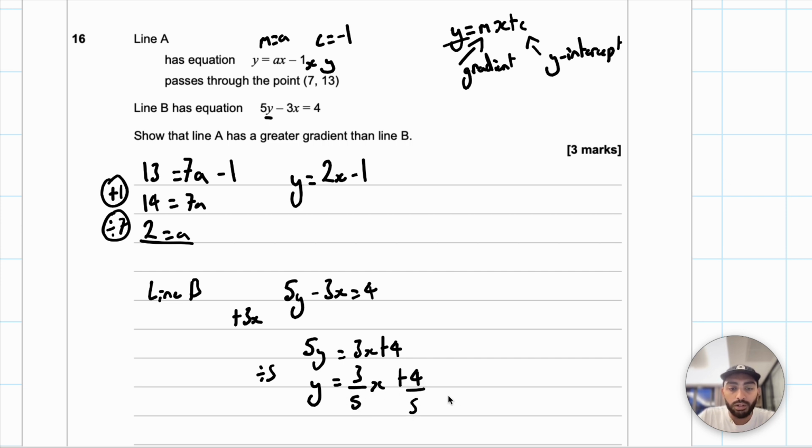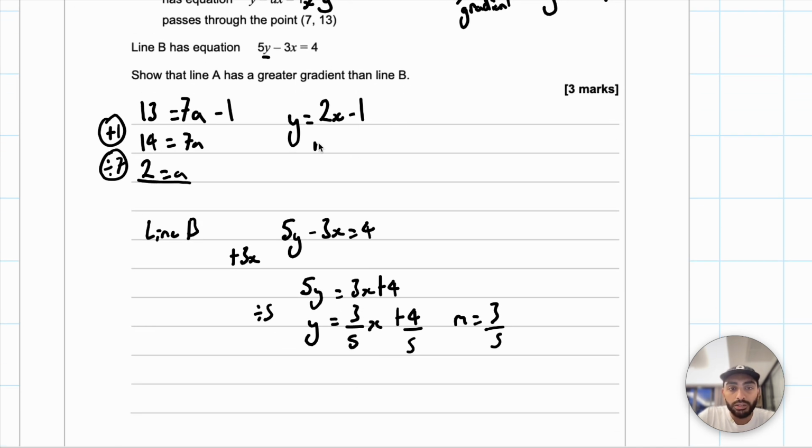I could write it all over 5, but it's better just to have them separate so we can see what the coefficient of the x is. The gradient here is 3/5 because the coefficient of the x is 3/5. And now I can compare these two gradients.